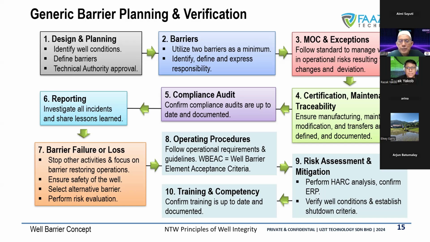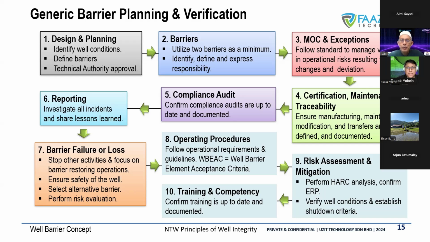Number two is the barrier itself. With two barriers as a minimum, like we discussed, if one fails, we have another one on standby. So we have to identify, define, and express responsibility. Normally, the people in charge, who is going to propose and who is going to sign. There are a few processes for understanding the level of responsibility and the approval process for well integrity.